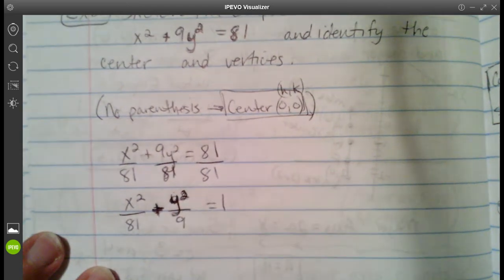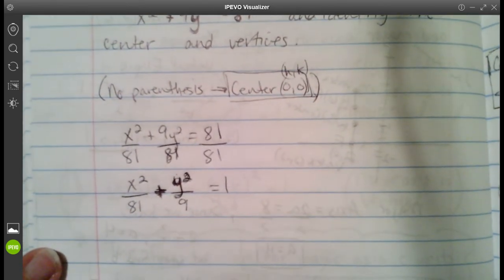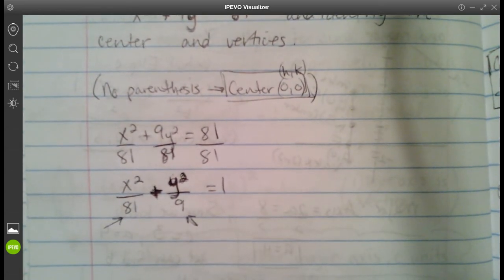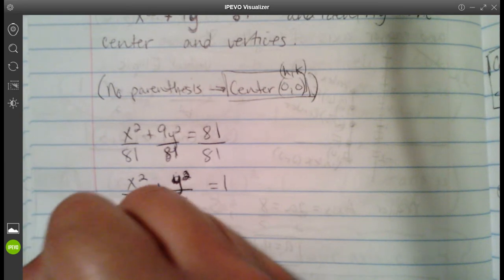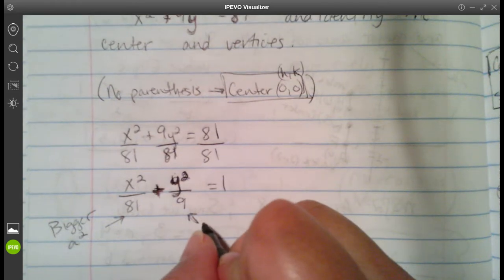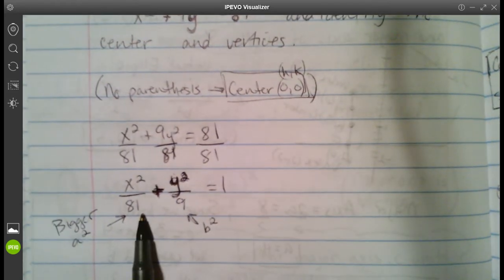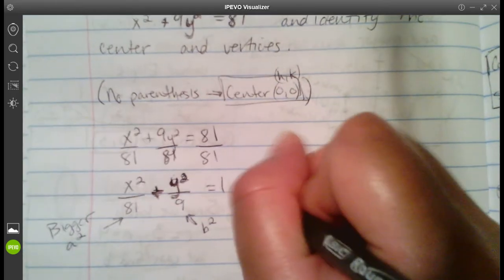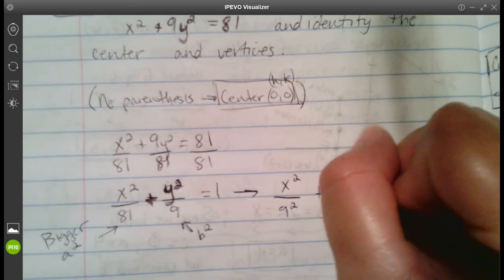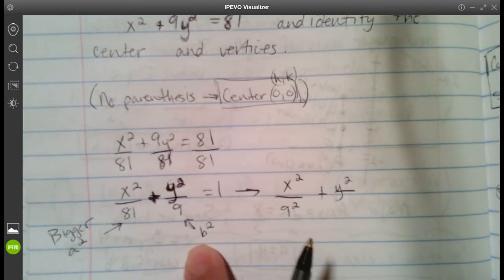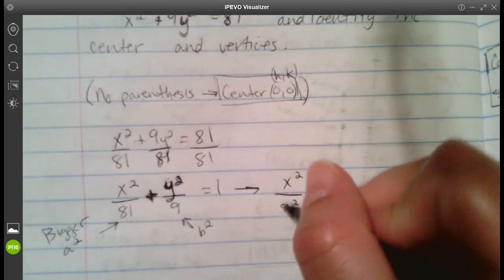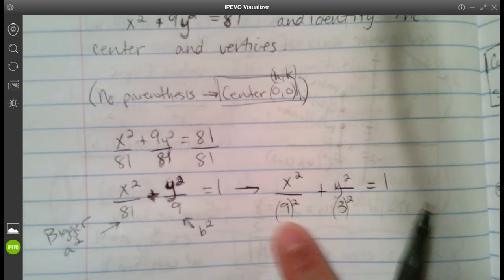So essentially what we have now is the format we wanted. Remember that this part and this part are just something squared. Since this one is bigger, this is going to be our A squared, the major axis, and this one's going to be the B squared. So what squared is 81? Well, 9. So I can write it this way: x squared over 9 squared plus y squared over what times what is 9? 3. So 3 squared is equal to 1. And why do I want it in this format? Because this gives me A and this gives me B.